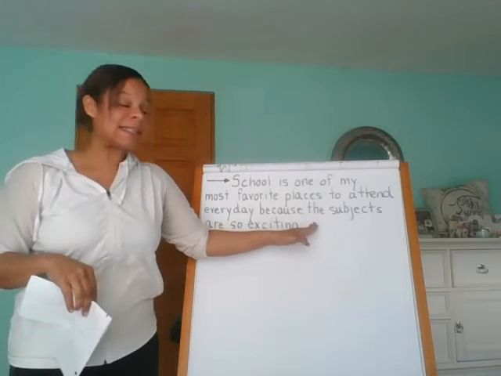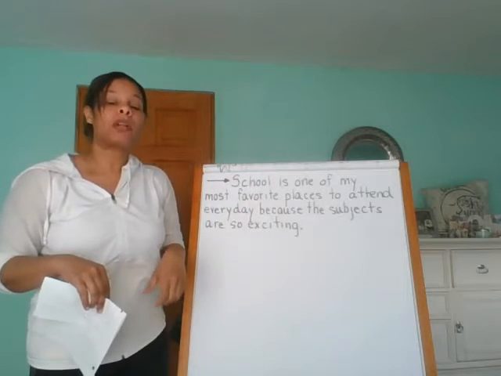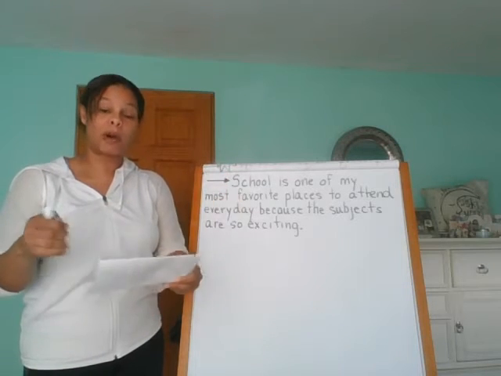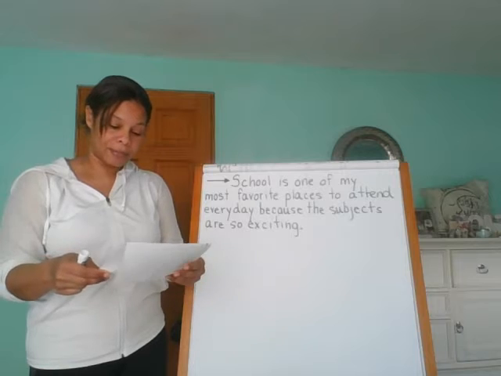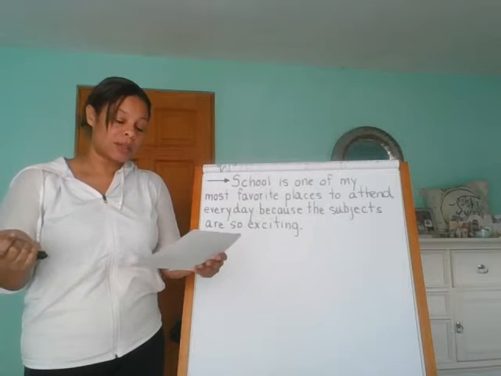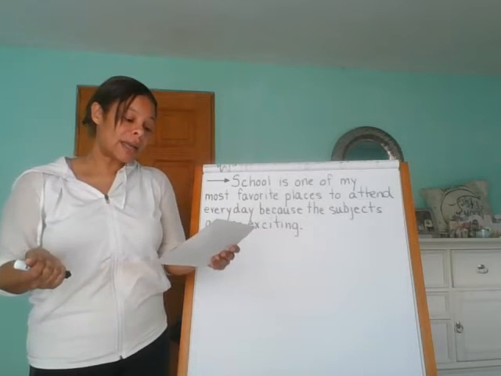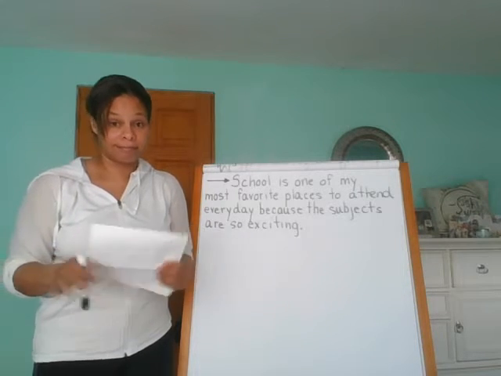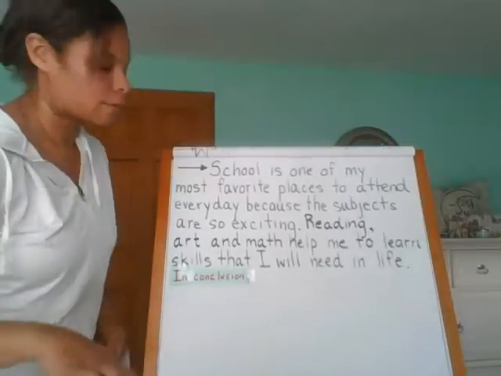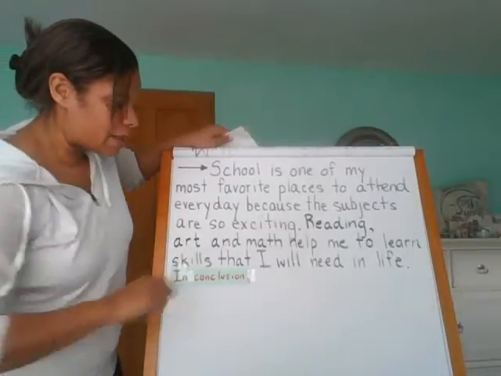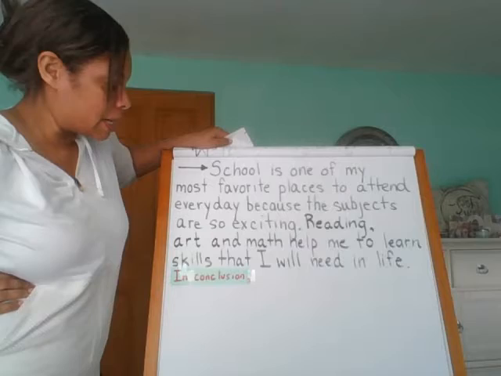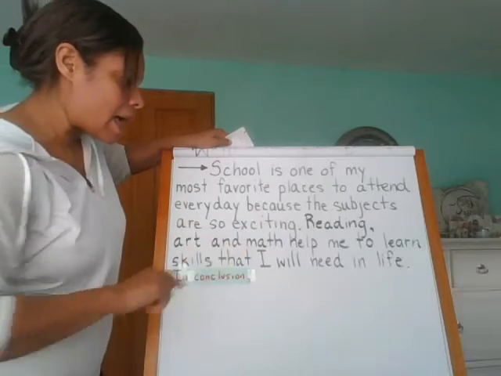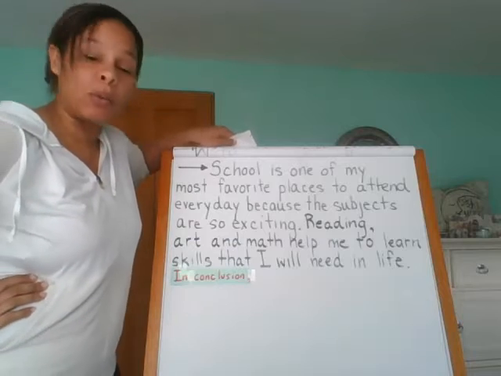So now in our second sentence, we don't need a transition word, but we're going to have to talk about all 3 subjects, all 3 supporting details. We're going to talk about reading, art, and math, and just sum them up. So this is what I came up with. Reading, art, and math help me to learn skills that I will need in life. That's it. I wrote down the second sentence that sums up our 3 details. Reading, art, and math help me to learn skills that I will need in life.